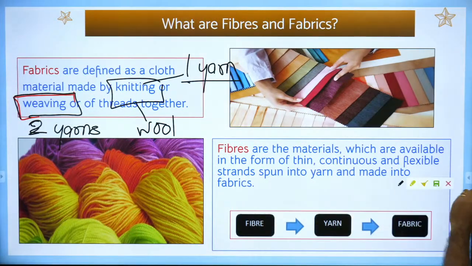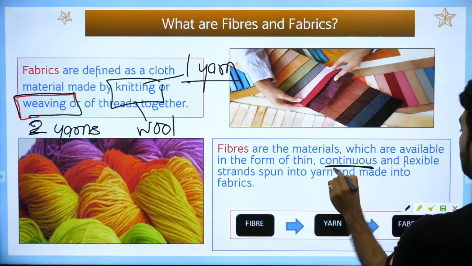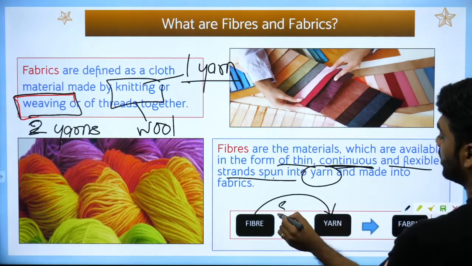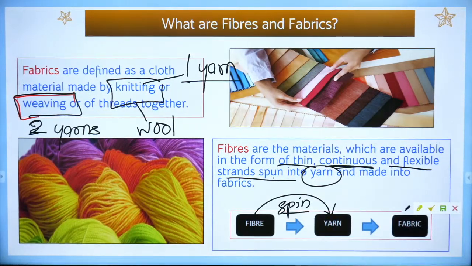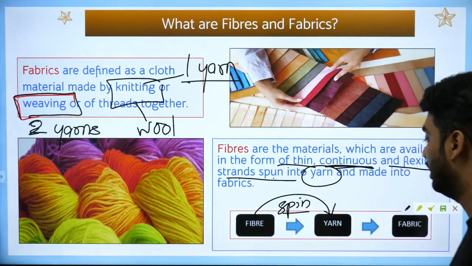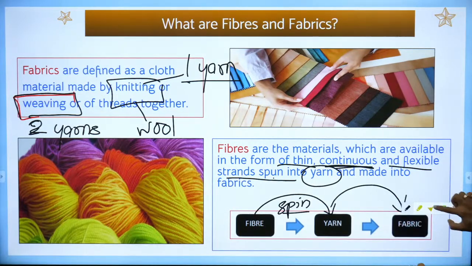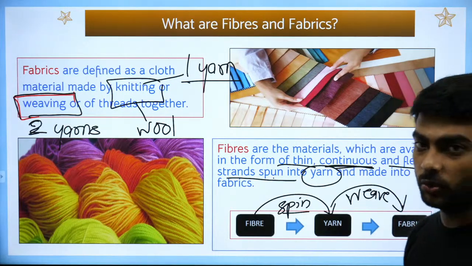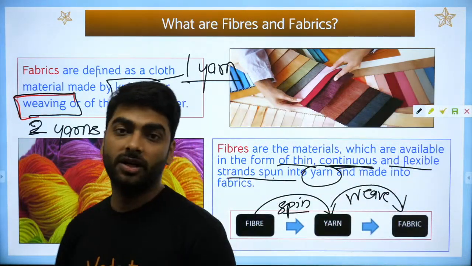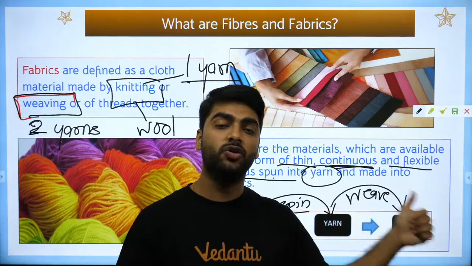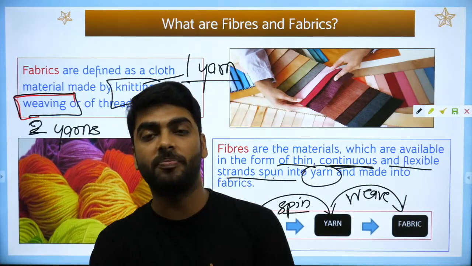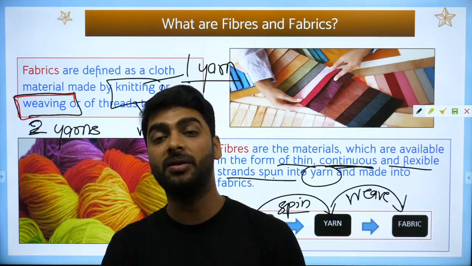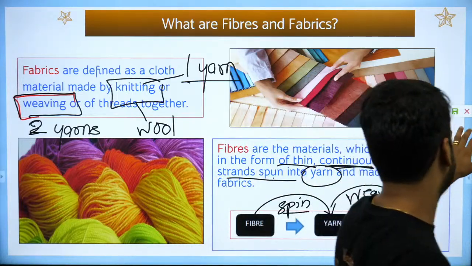Fibers are the materials which are available in the form of thin, continuous, flexible strands spun into yarn. So fiber to yarn is spinning. Spinning can be done on a hand spindle, charkha or takli, and yarn to fabric is weaving. Weaving can be done on a hand loom or power loom, right? So fiber to yarn is spinning, yarn to fabric is weaving. Weaving can be done on a power loom or a hand loom. Spinning can be done on hand spindle, charkha, takli or even machines, right? Spinning machines.